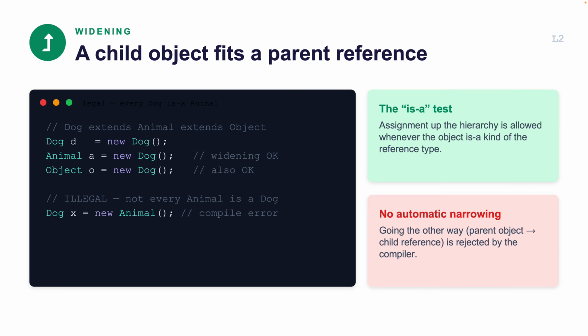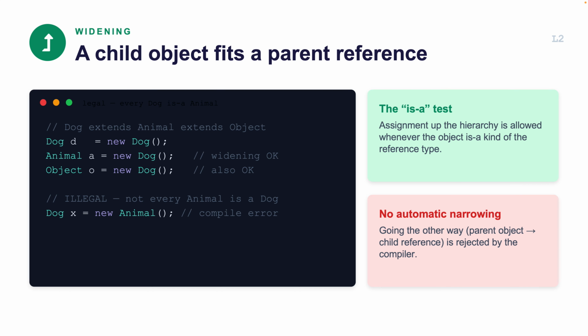So, why are we even allowed to store a Dog in an Animal variable? This is because of widening. A subclass object is a superclass object, so it always fits into a reference of the parent type with no cast needed. A Dog is an Animal, so Animal x = new Dog() works automatically. This direction, from specific up to general, is always safe and happens implicitly. The arrow in the diagram points upward to show that.